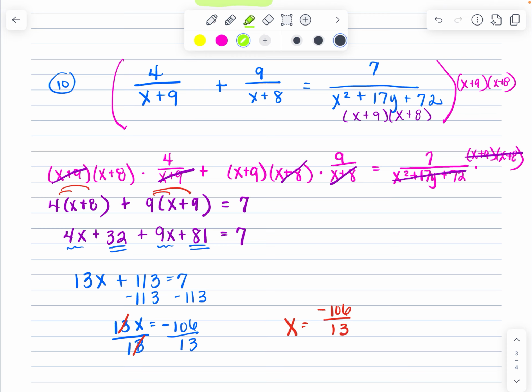Now, normally we would have to check for extraneous solutions if we have an x in the denominator. But like the only two numbers that would give me 0 would be negative 9 and negative 8. And that is obviously neither one of those. So that is the solution to number 10. All right, there you go. There's your review. Have fun.